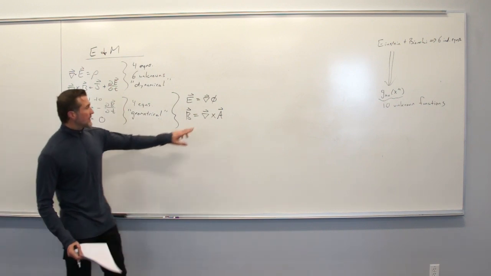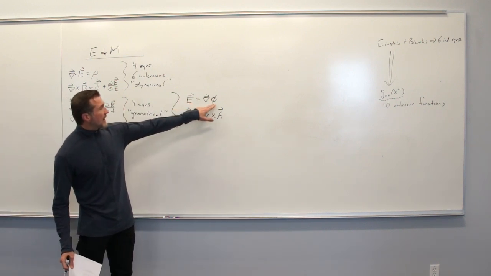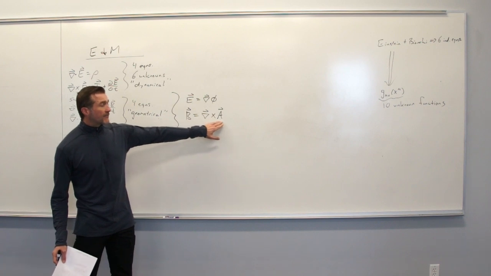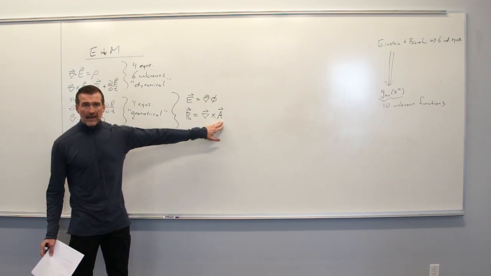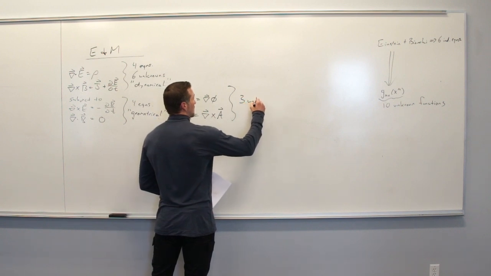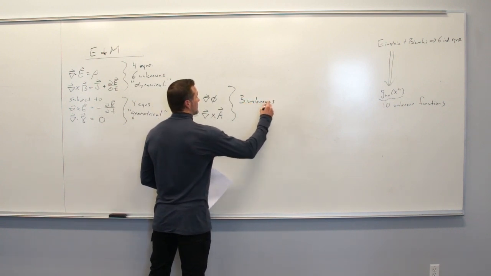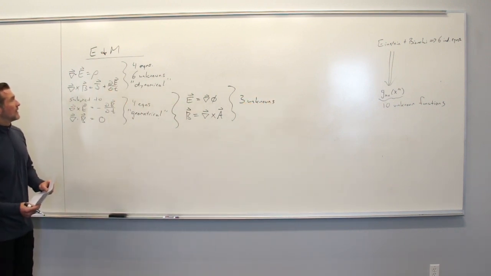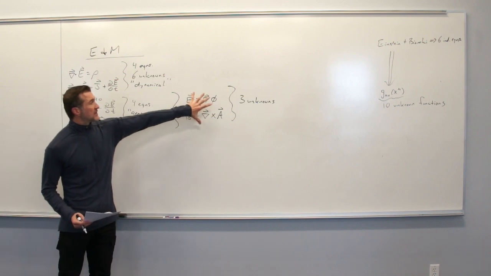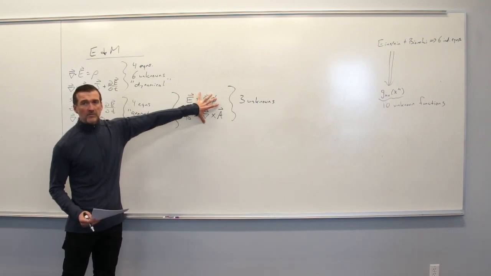And so secretly, the electric field I can get from a single piece of information. That's the scalar field, phi. The magnetic field I get from a vector piece of information, A. But at the end of the day, I'm actually looking for 3 unknowns. And then I come back up here and say, okay, now I've used these equations to establish that I can write E and B in terms of these potentials, leaving me with 3 unknowns.